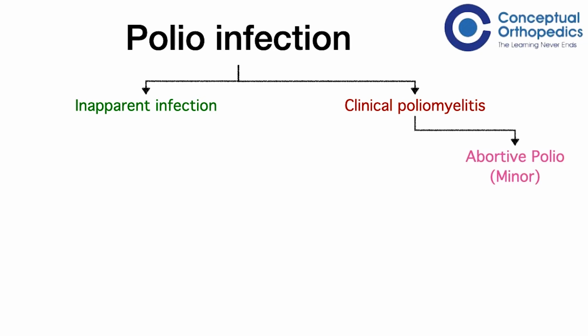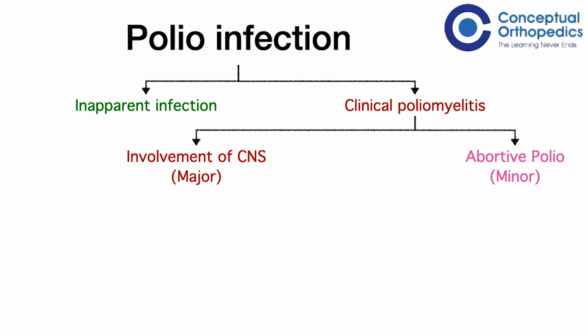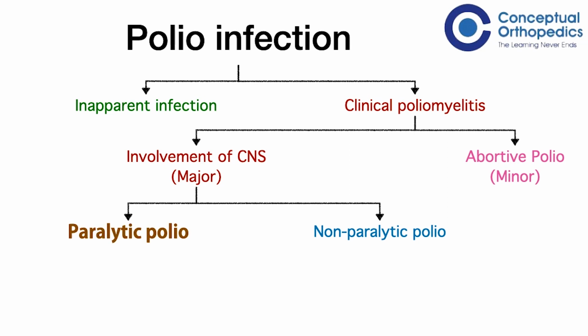Clinical poliomyelitis can be abortive polio, as explained earlier, a small bout of either upper respiratory tract symptoms or GI symptoms, and the other part where it travels through the bloodstream into the CNS, involving the CNS, which creates either a non-paralytic form of polio or a paralytic form of polio. Now, this paralytic form of polio is what is of interest to us in this chapter.